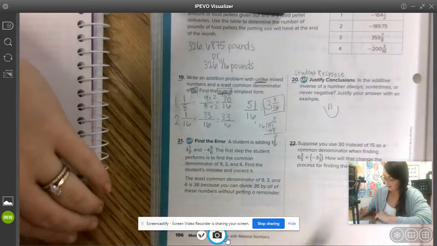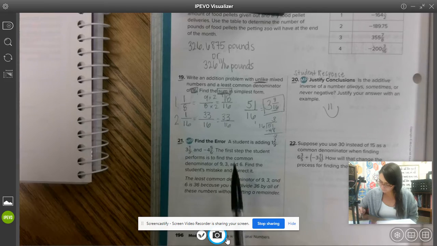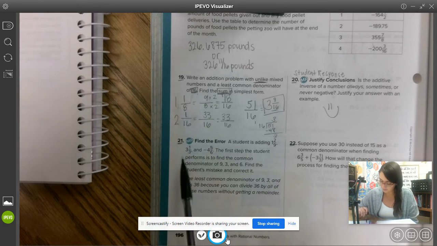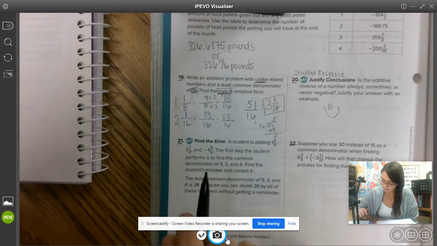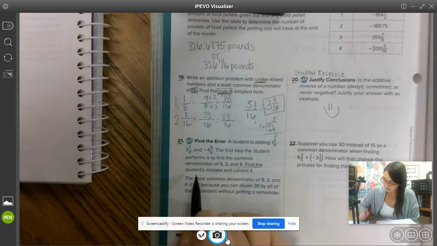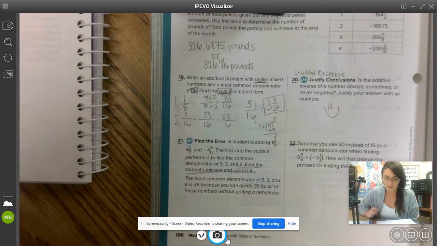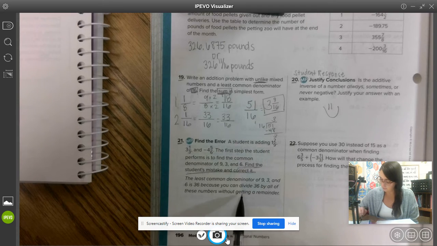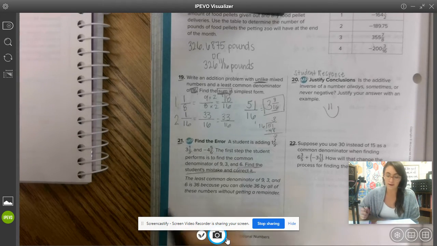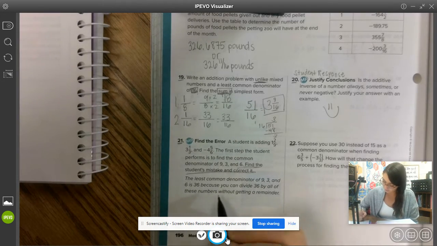All right, number 21. A student is adding 1 2/9, 3 1/3, and -4 5/6. The first step the student performs is to find the common denominator of 9, 3, and 6. Find the student's mistake and correct it. The least common denominator of 9, 3, and 6 is 36 because you can divide 36 by all of these numbers without getting a remainder. This is a true statement.